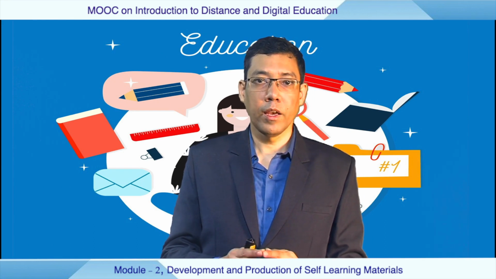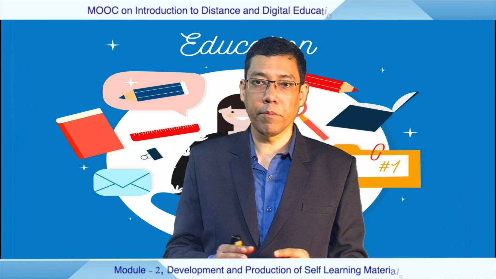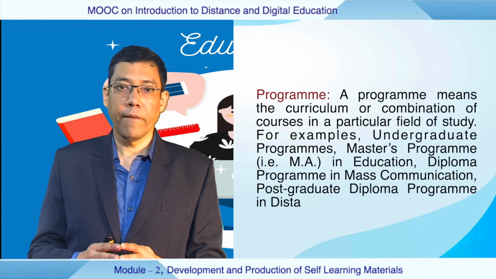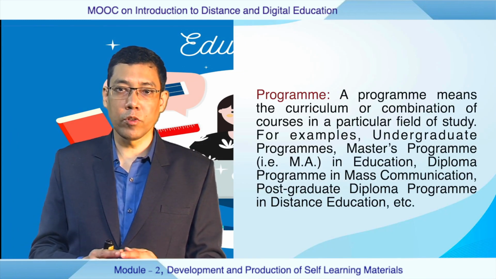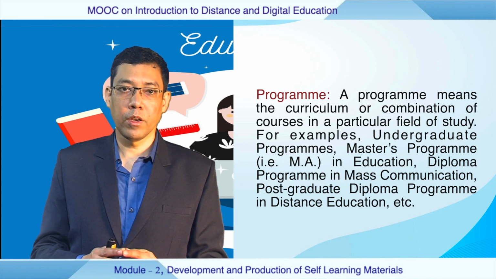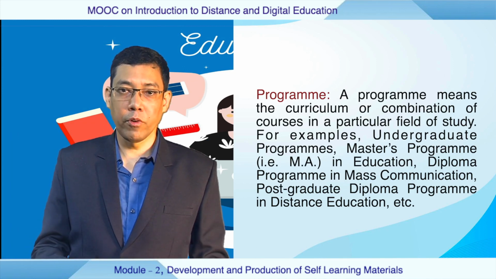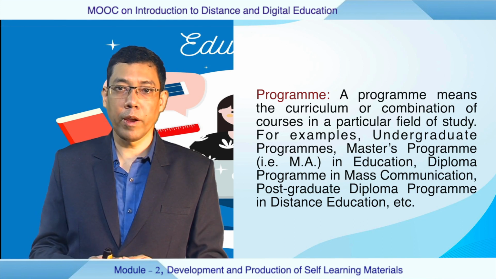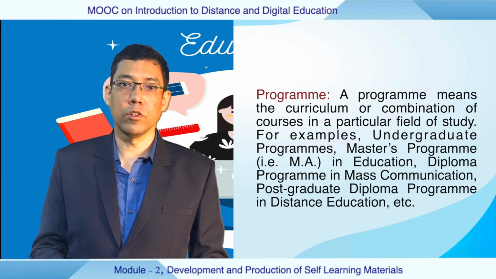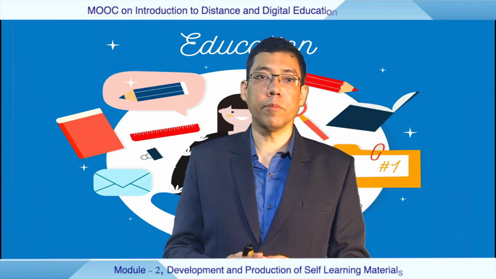First and foremost, let us begin with the term program. A program means the curriculum or combination of courses in a particular field of study. For example, undergraduate programs, master's program in political science, diploma program in mass communication, postgraduate diploma program in distance education, and so on. Then we have the term course.